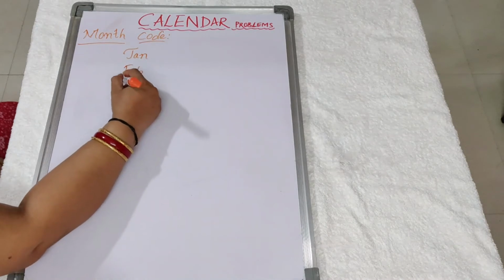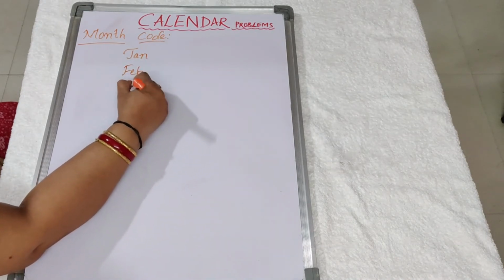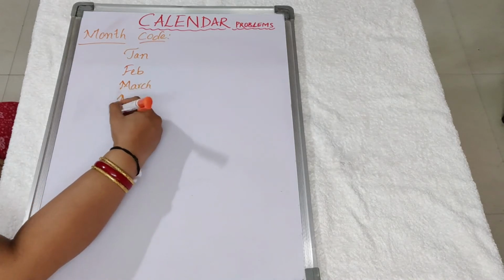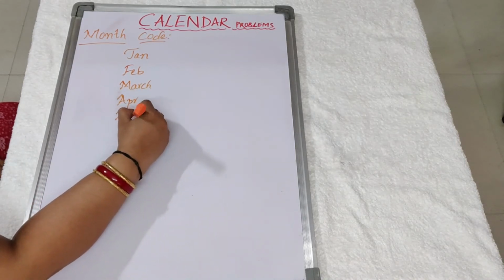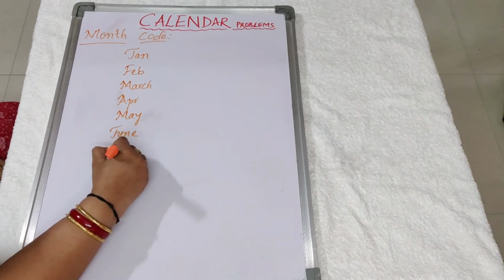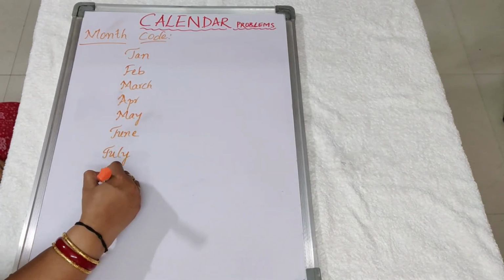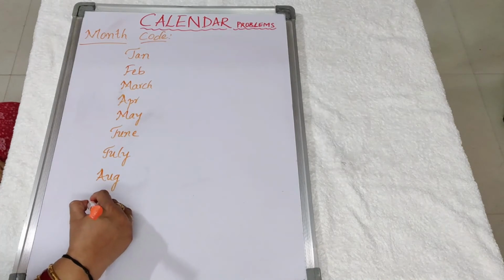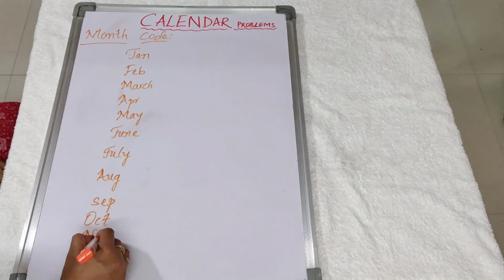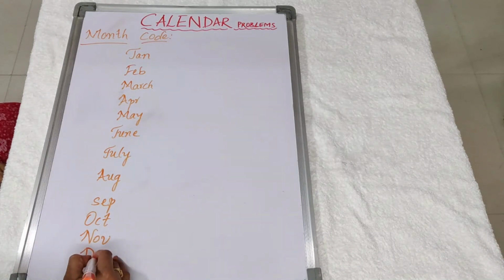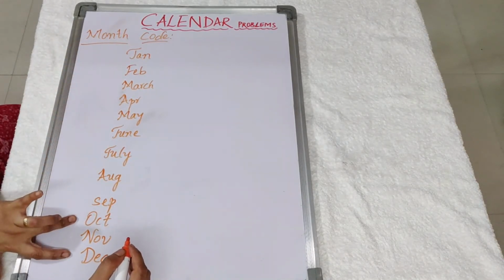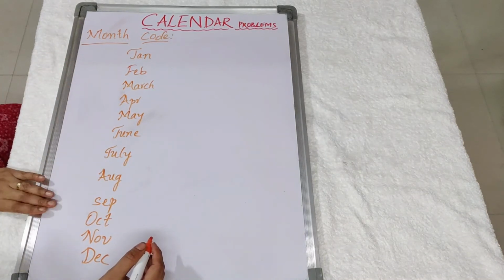Jan, Feb, March, April, May, June, July, August, September, October, November, December. 1, 2, 3, 4, 5, 6, 7, 8, 9, 10, 11, 12. Okay, we are done with the 12 months.